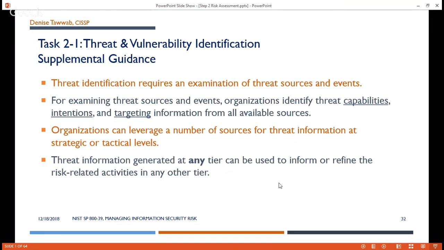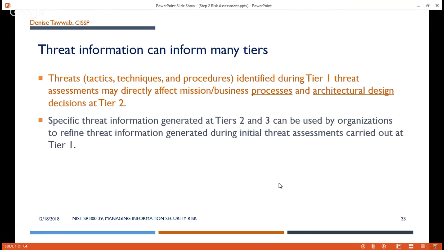Threat information generated at any tier can be used to inform or to refine the risk-related activities in any other tier. Threats identified during Tier 1 threat assessments may directly affect mission business processes and architectural design decisions at Tier 2. So I'm starting my threat information at tier one. And again, something that I see at tier one at the organization level can cause me to change something at tier two and or tier three.